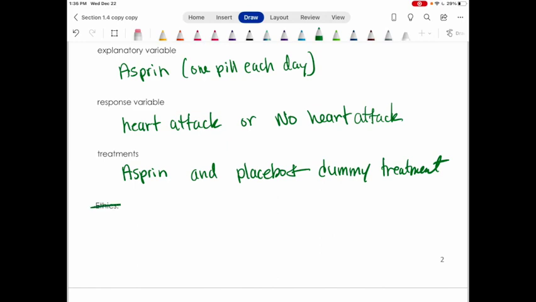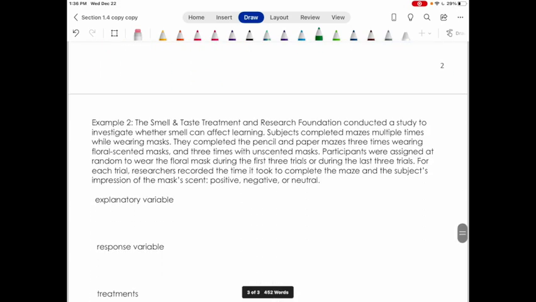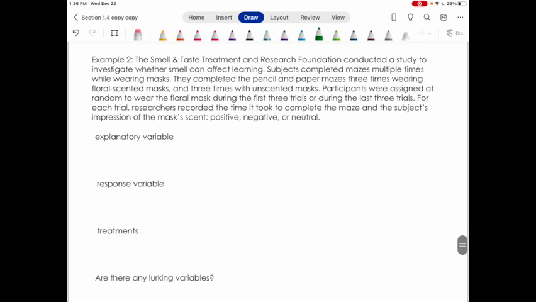Oh, there's my ethics. That was supposed to go up top. I thought I missed my vocabulary word, but it got bumped down. You can cross that off. Okay, let's go to example 2.